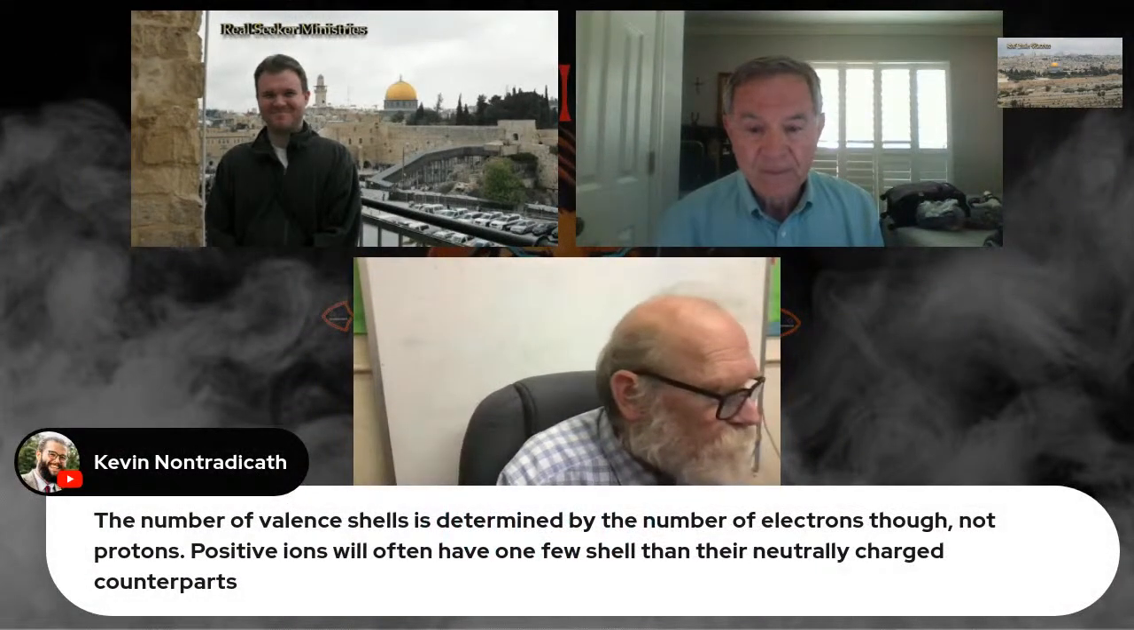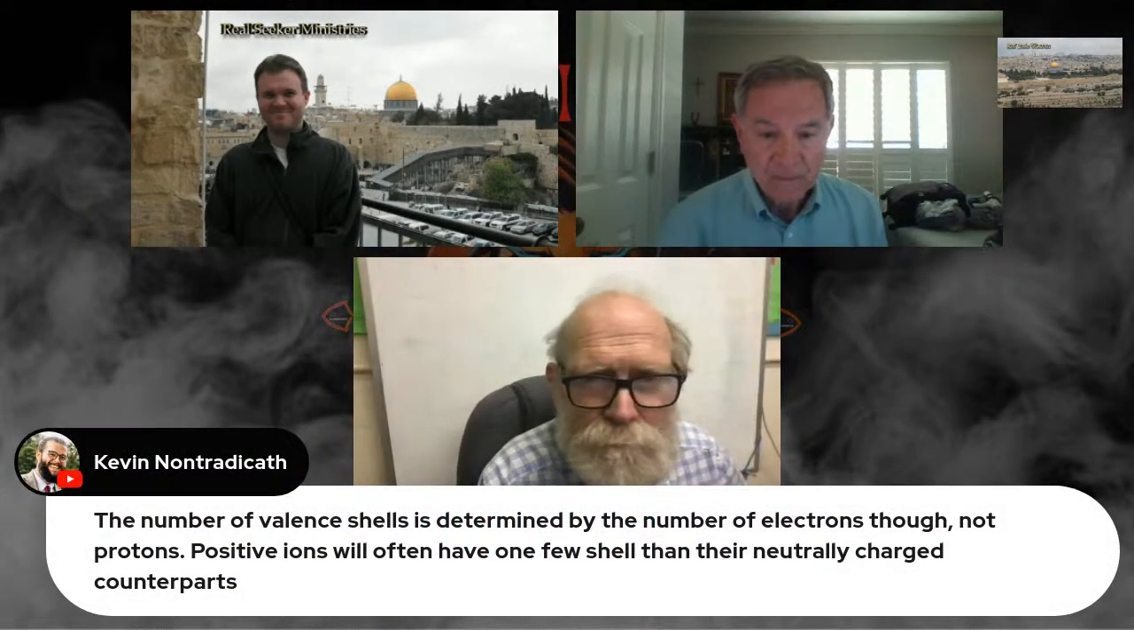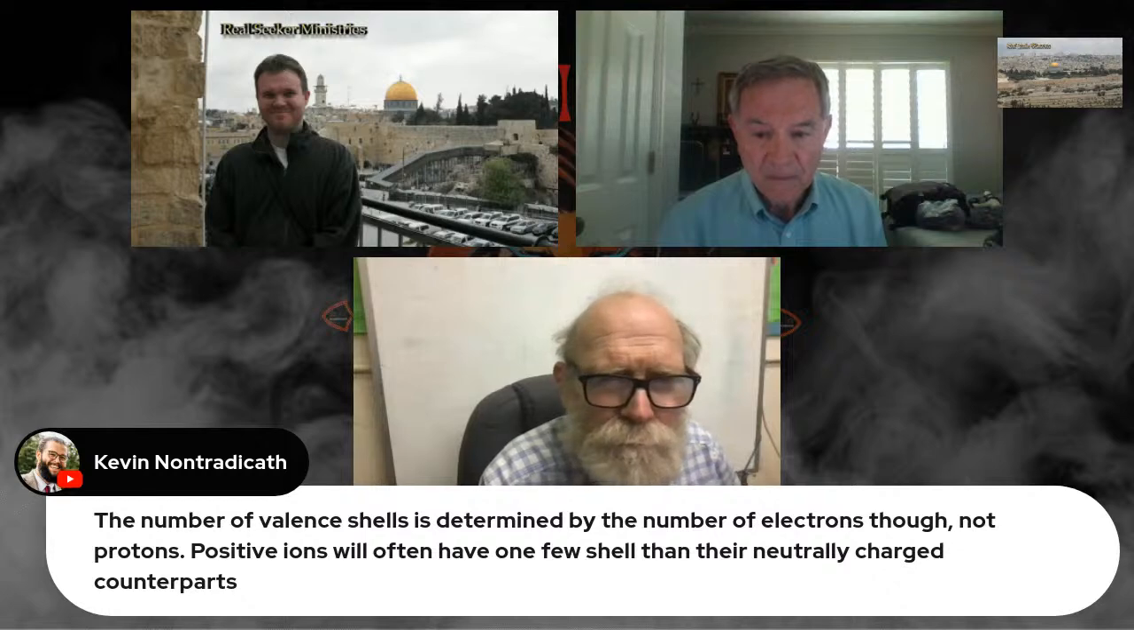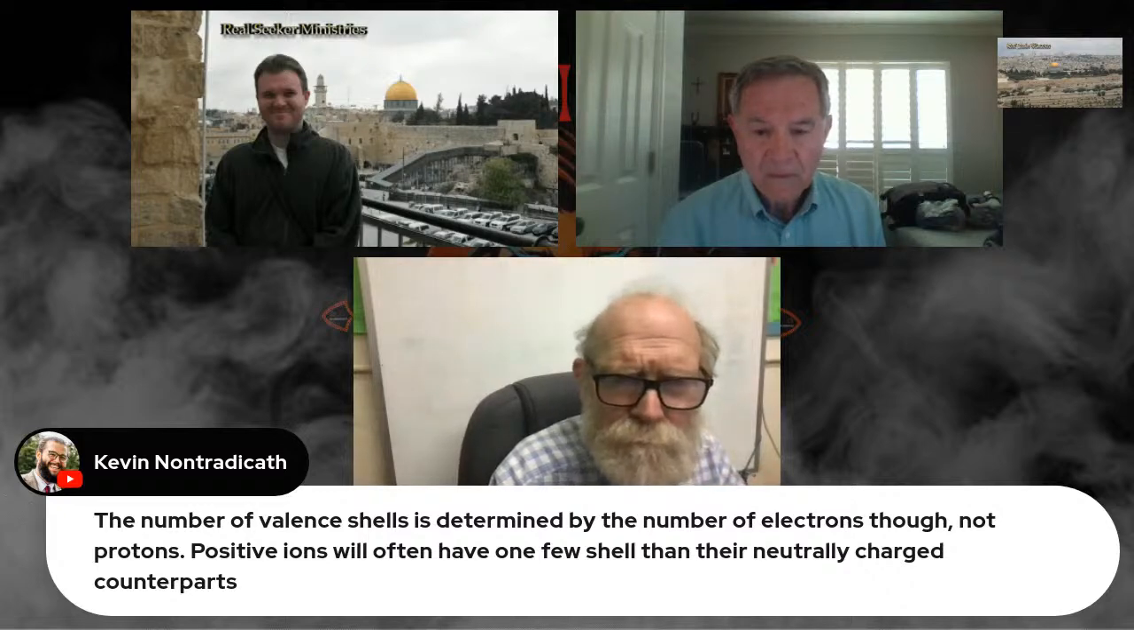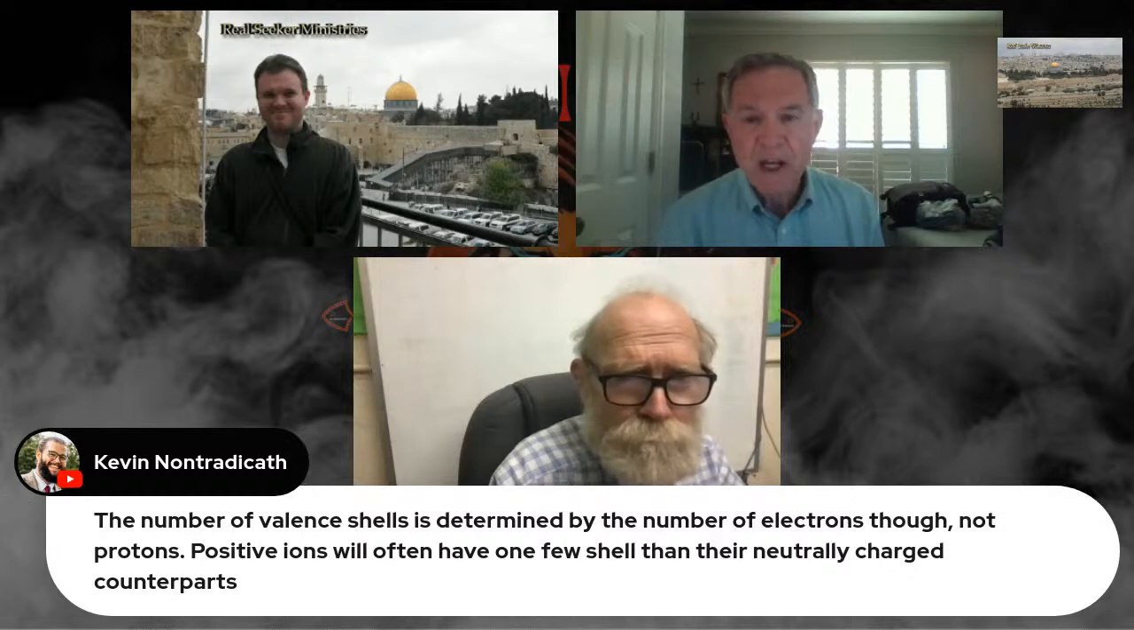Okay, now he responds to what you were saying. He's saying that the number of the valence shells is determined by the number of electrons, though, not protons. So positive ions will often have one fewer shell than their neutrally charged counterparts. Does that make sense to you? Yes, that's just what I've said. What I'm saying is entirely consistent with that.